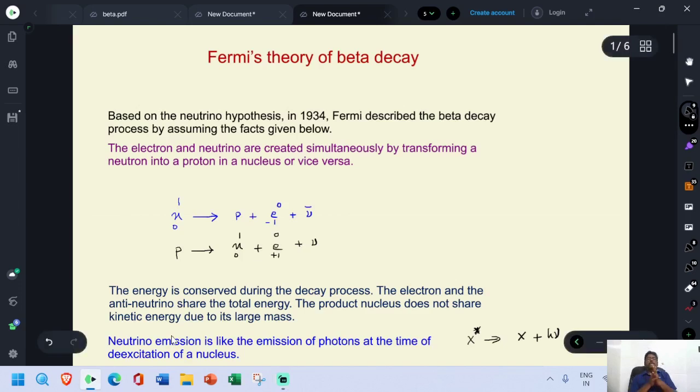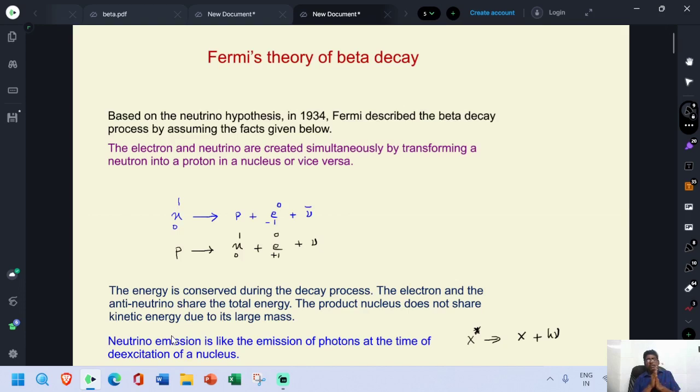In this presentation, we have talked about Fermi's theory of beta decay. Based on the neutrino hypothesis, in 1934, Fermi described the beta decay process by assuming the facts given below. The electron and neutrino are created simultaneously by transforming a neutron into a proton in a nucleus or vice versa.